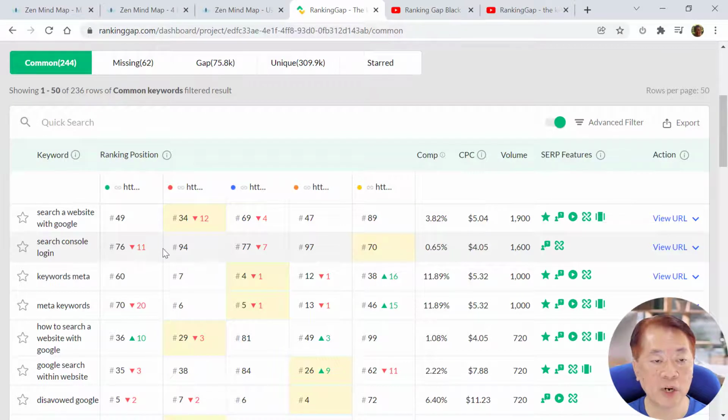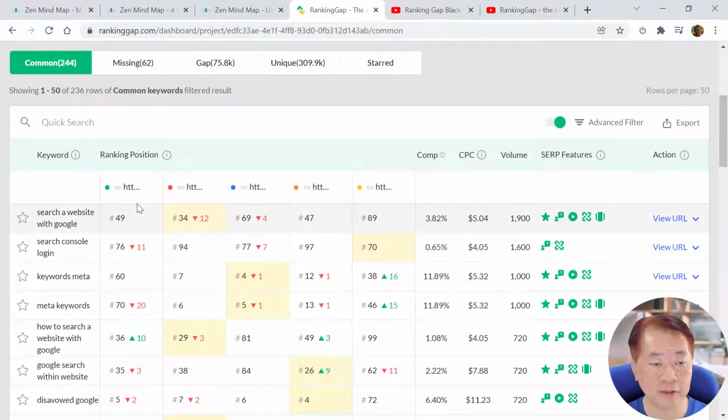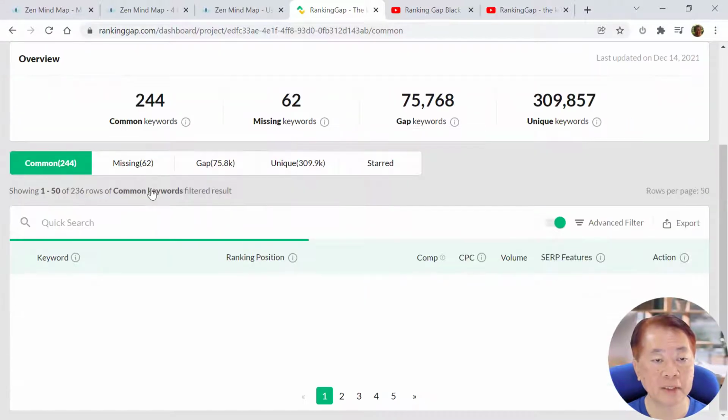So assuming that you are actually the owner of Neil Patel, you will want to find out what your weak keywords are. For example, your weak keywords means you are not ranking highest among them. So let's say we can sort it. For example, let me sort it here. It takes some time to sort it.